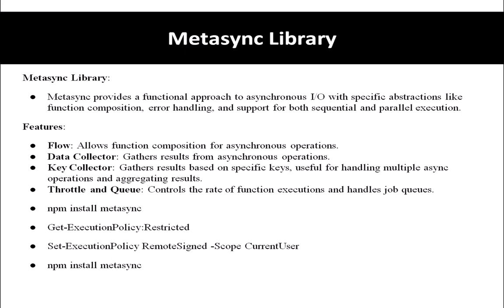Next one is data collector, which gathers results from the asynchronous operations. Next, key collector gathers results based upon specific keys, useful for handling multiple asynchronous operations and aggregating the results. Next one is throttle and queue, which controls the rate of function executions and handles the job queues.